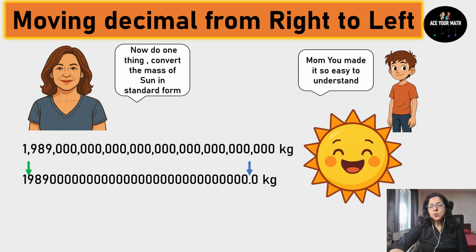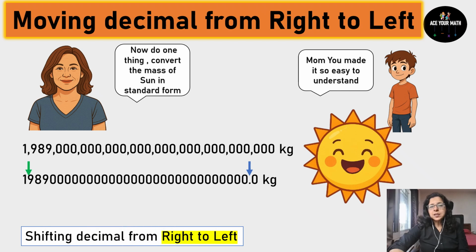It means he will move this decimal from right hand side to the left hand side, and he will move it by 30 places. So that is why he will write this number as 1.989 times 10 raised to the power 30. If you see closely, 1.989, this number is less than 10. It has to be less than 10. And if you check the power, it is 10 raised to the power 30. 30 is an integer. So this form is a scientific notation.